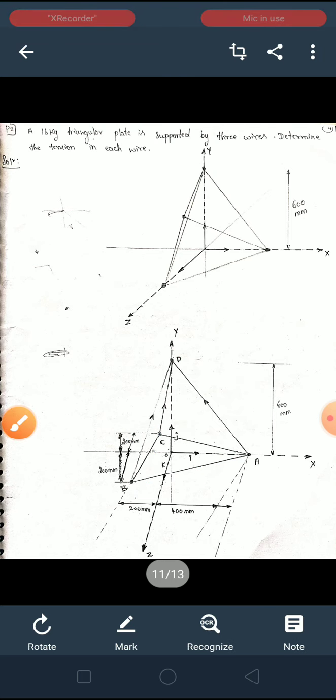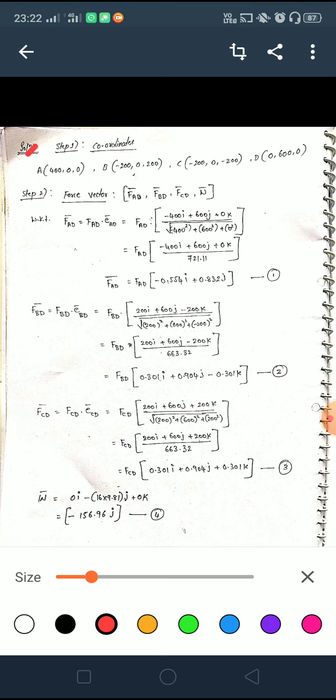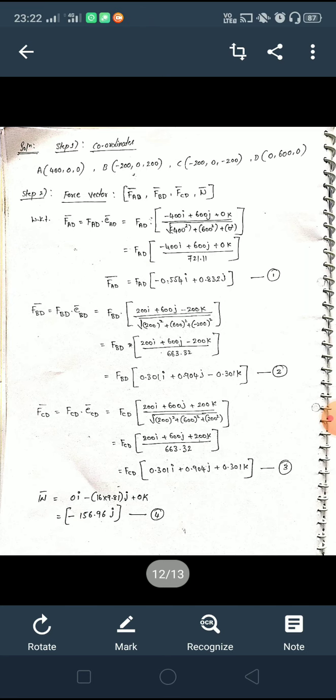This is a problem based on equilibrium. You know the conditions, the formulas, and the procedure which I already told in the previous video. If you remember the procedure, it is very simple. Especially the first step is the most important one. The first step is to find the coordinates of the points. You can see here also the first step is coordinates.